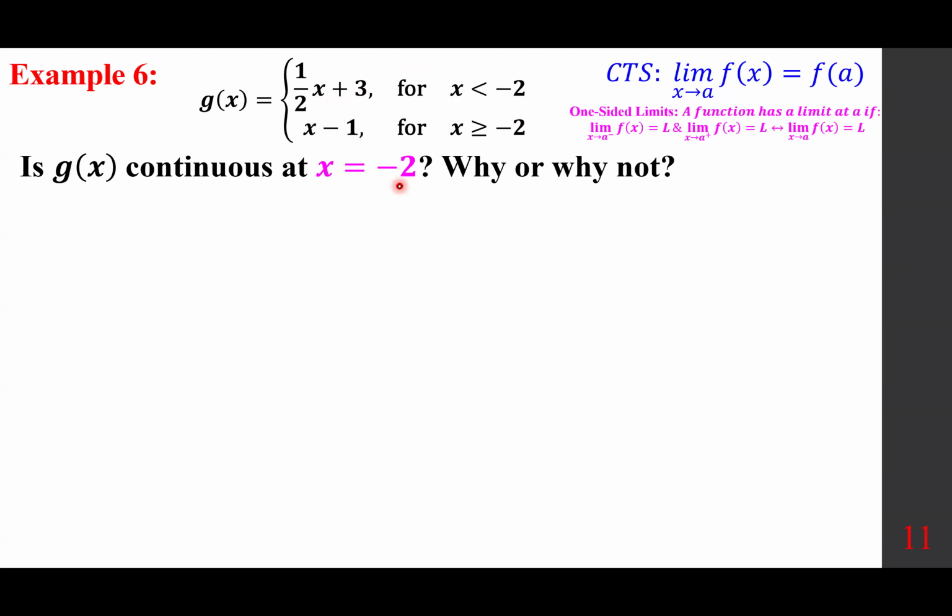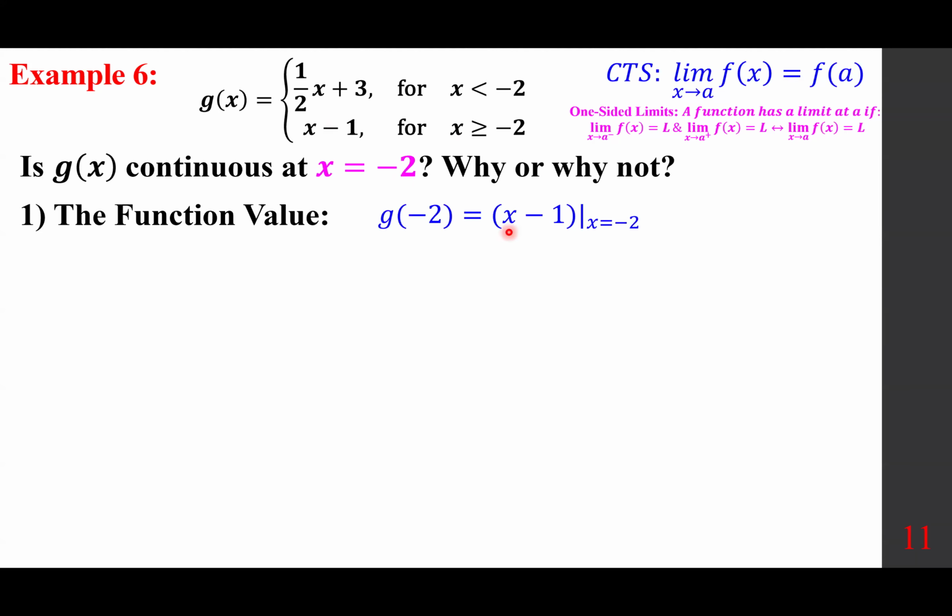There are 3 things that continuity says: look at the functional value and the limit. So let's look at the functional value. Before the functional value, you have to go with the equality, and you are going to evaluate the piece that has the equality at -2. So you write x minus 1 such that x is -2. You plug it in and you get -3.